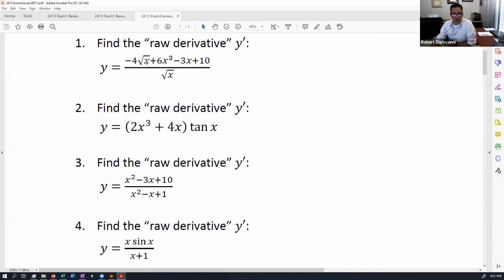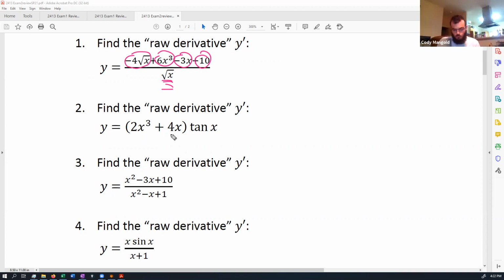This first one, do not do the quotient rule. Because you have a single term on the bottom and every term on the top is a power of x. So what you want to do is split this into 4 different fractions. You want to put this over that, then this over that, and this over that, and this over that, and then mess with the exponents, get everything cleaned up, and then do power rule. I did one like that in class. The second one is a product rule. There's your product. Derivative of this times this plus derivative of this times this, you're done.